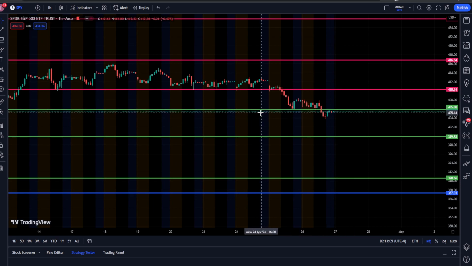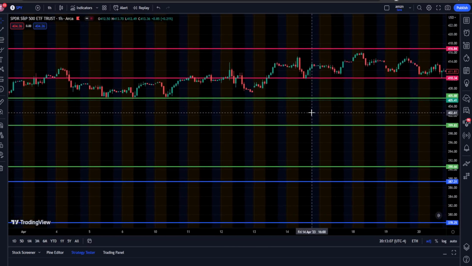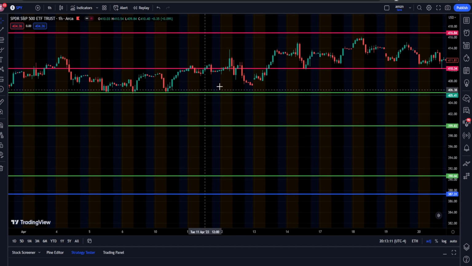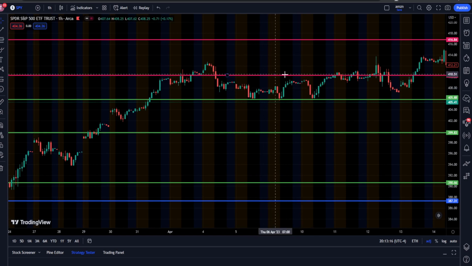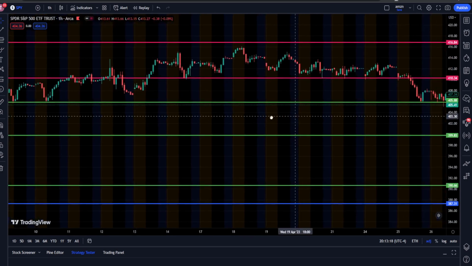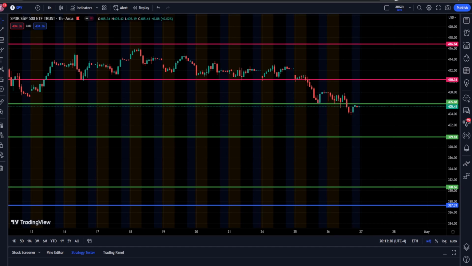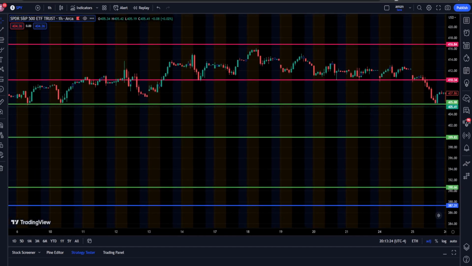You see how these old resistances and old supports are not just pseudoscience. They're actually there. You could see that there's several tests. 1 day, 2 days, 3 days, 4 days, 5 days of testing that old support, and then we finally break that. That's how you know that these resistances and supports really work, because it's not just 1 day that they work. These are support and resistance levels that are gonna work for a long period of time, maybe like a month or 2 months.